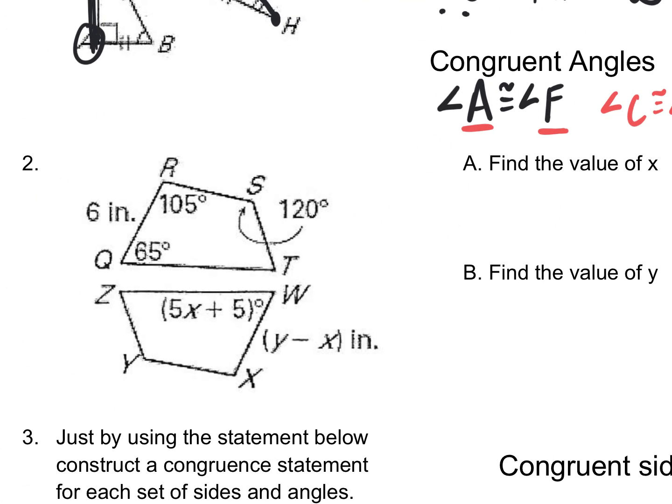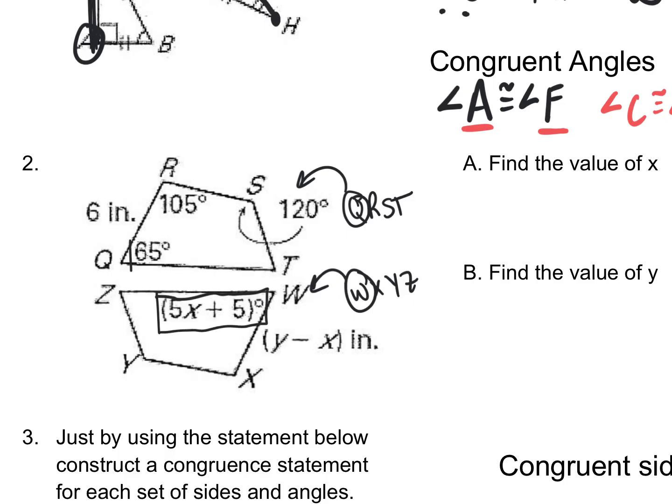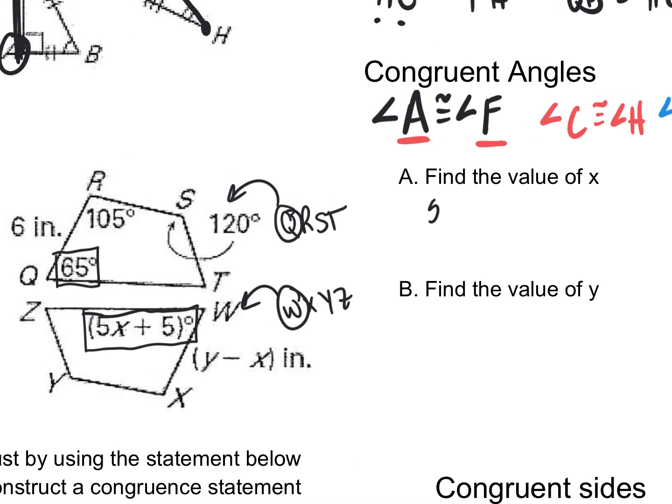Now here's a way that we can use it. These two shapes are congruent, so I'll say shape QRST, that's this one, is congruent to WXYZ. That's this one. You can see right off the bat that based on the order, Q and W are the same position. So this expression, 5x plus 5, has to be the same as 65 degrees. Because of that, I can set up an equation to solve for the x in the shape. Subtract 5 on both sides, divide by 5, I get x would be 12.